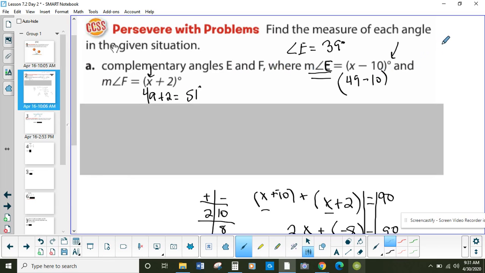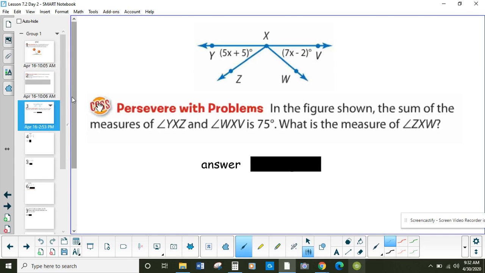So let's think about this. If angle F is 51 and angle E is 39, how could I make sure that I did this correctly? Did you say add those two to see if you get 90 degrees? If you did say that, you're good and you did it correctly. So nice job.